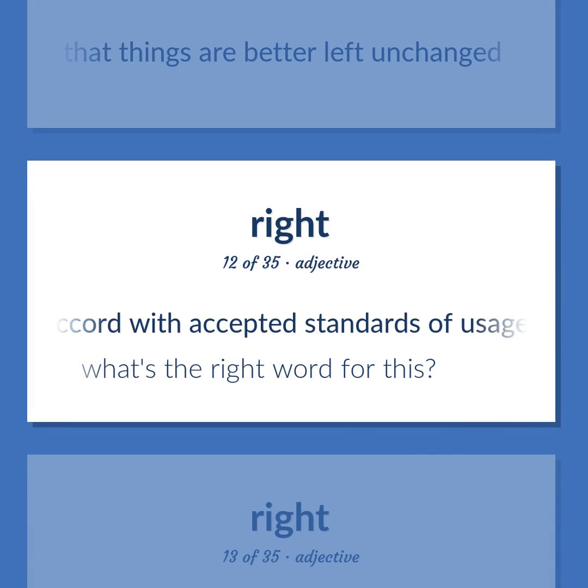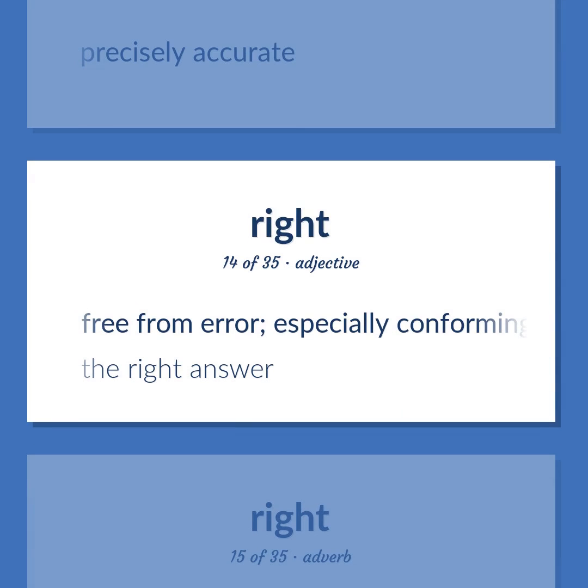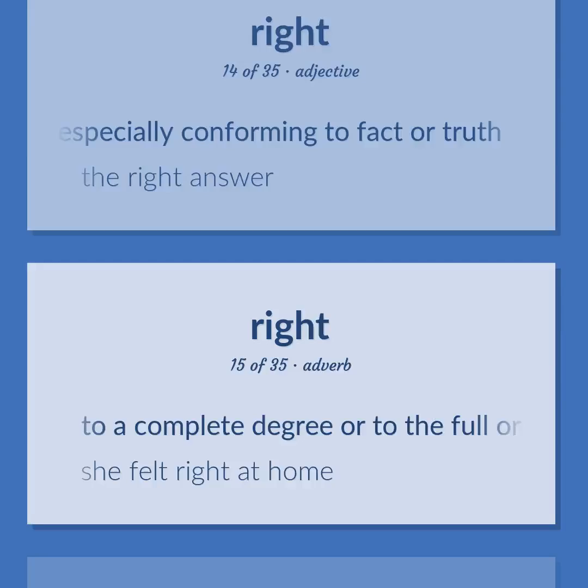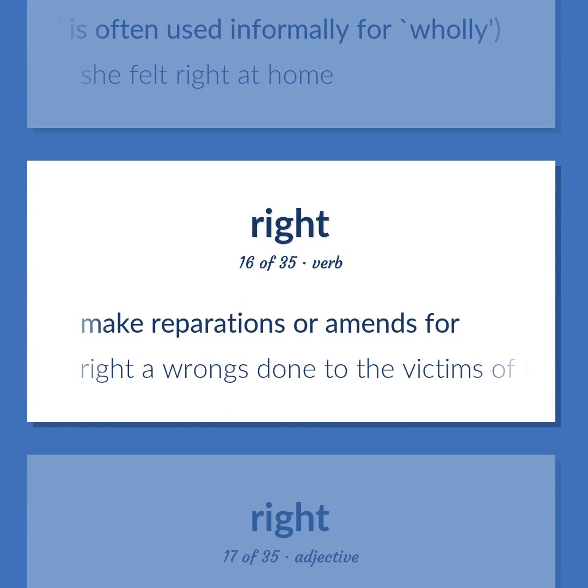In accord with accepted standards of usage or procedure. What's the right word for this? Precisely accurate. Free from error, especially conforming to fact or truth. The right answer. To a complete degree or to the full or entire extent; whole, is often used informally for wholly. She felt right at home. Make reparations or amends for. Right the wrongs done to the victims of the Holocaust.